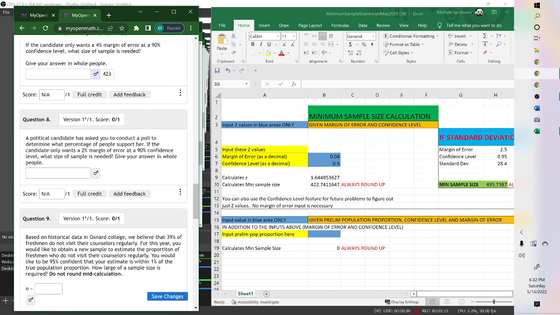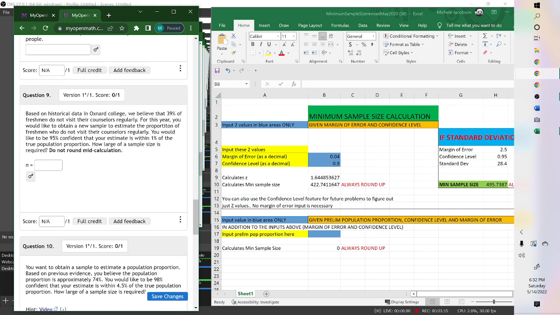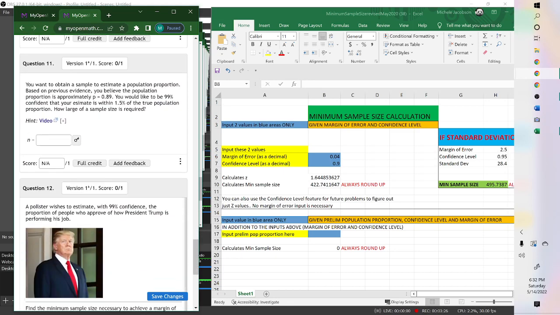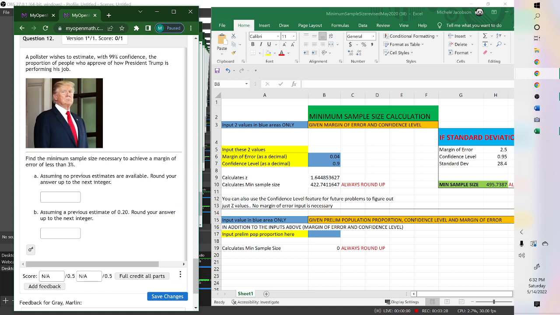And the same thing with the next one. And this one you're given a proportion. I wanted to show a different one. There it is. Okay, so number 12.